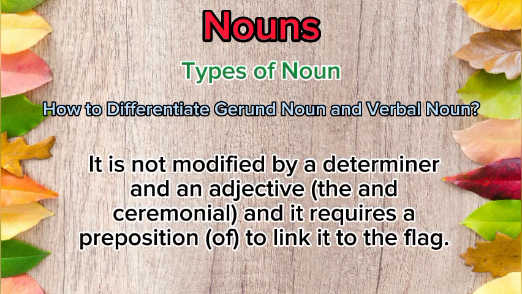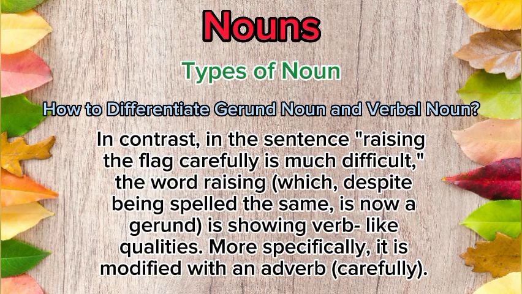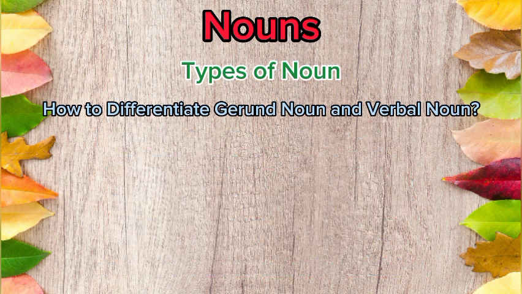It is modified by a determiner and an adjective, the ceremonial, and it requires a preposition, of, to link it to the flag. In contrast, in the sentence, raising the flag carefully is much difficult, the word raising, which, despite being spelled the same, is now a gerund, is showing verb-like qualities. More specifically, it is modified with an adverb, carefully.